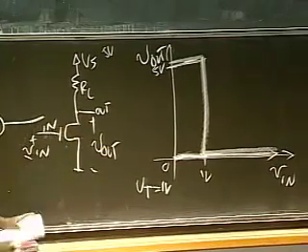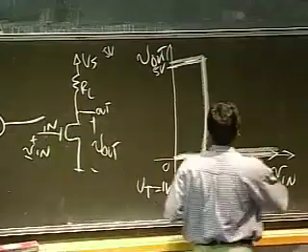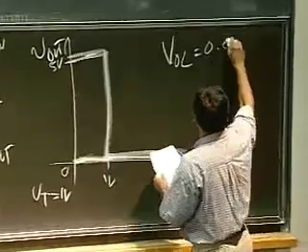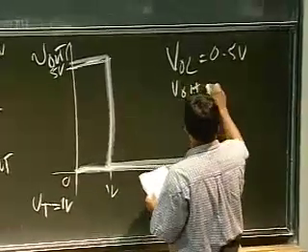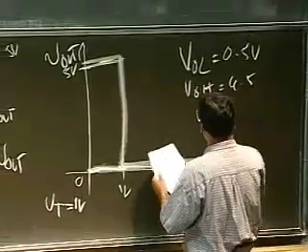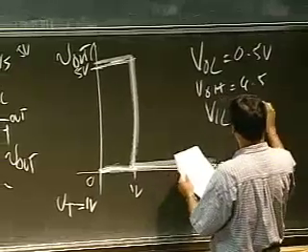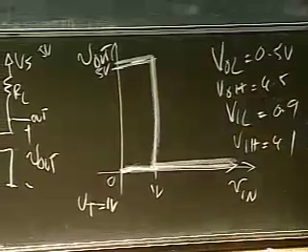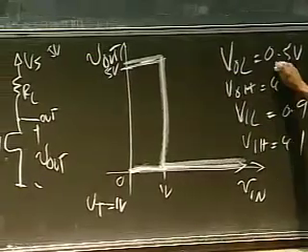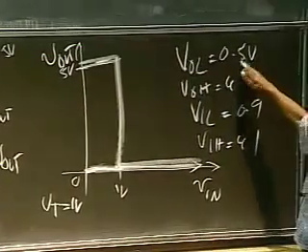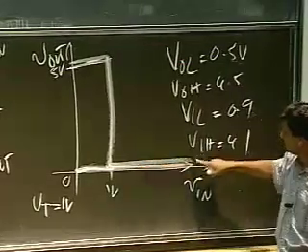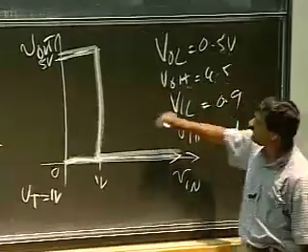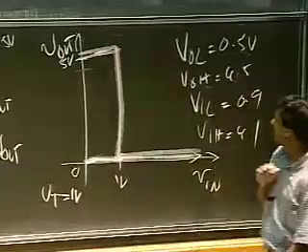One of the interesting things that we do a lot is see whether this satisfies some voltage threshold. So let's say I have a VOL of 0.5 volts, VOH of 4.5 volts, VIL of 0.9 volts, and VIH of 4.1 volts. Okay? So VOL says in its low value, is the output less than 0.5? Yep. Output less than 0.5. In its high, is it more than 4.5? Yep. It's more than 4.5.